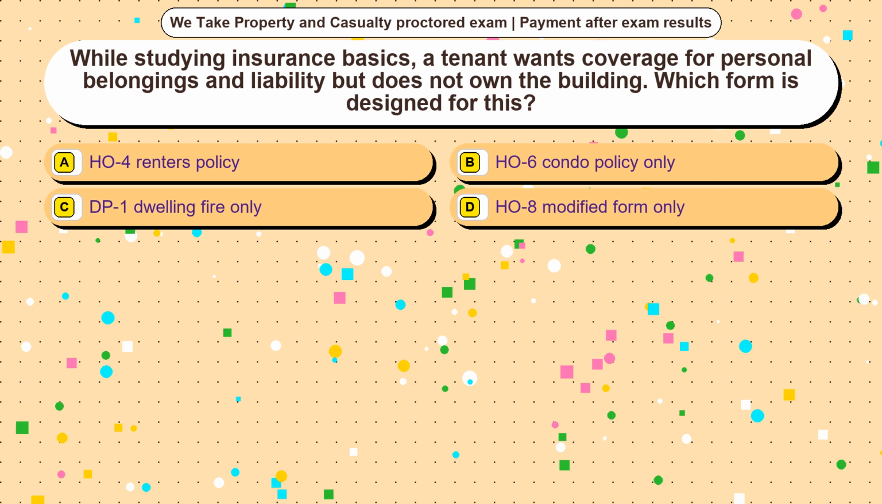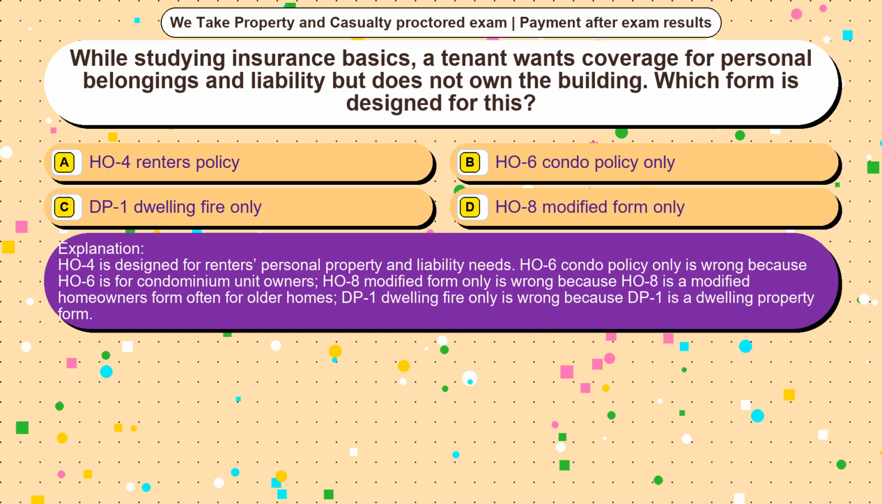The correct answer is option A. HO 4 is designed for renters' personal property and liability needs. HO 6 condo policy only is wrong because HO 6 is for condominium unit owners. HO 8 modified form only is wrong because HO 8 is a modified homeowners form often for older homes. DP1 dwelling fire only is wrong because DP1 is a dwelling property form.